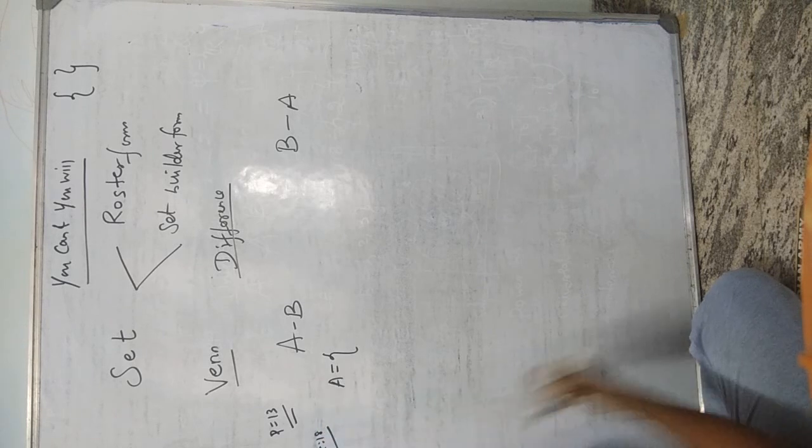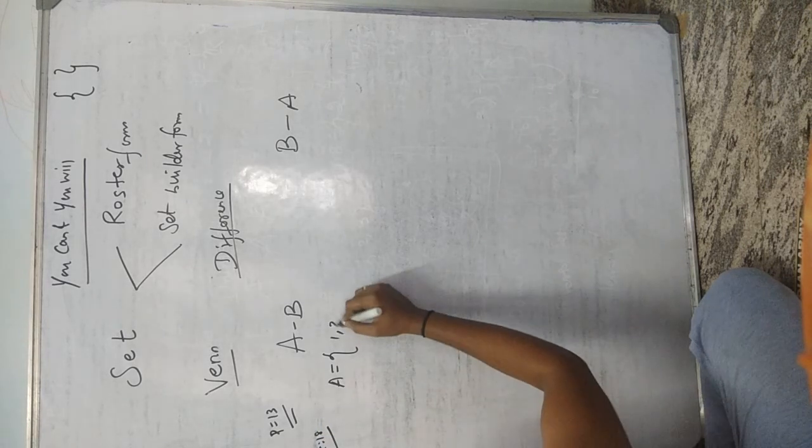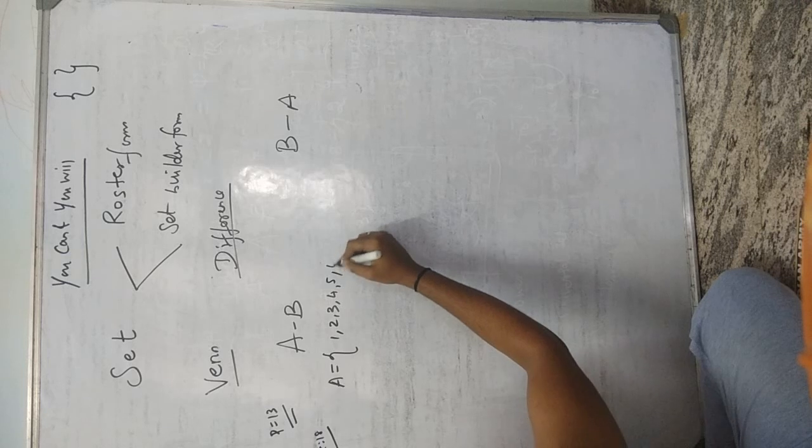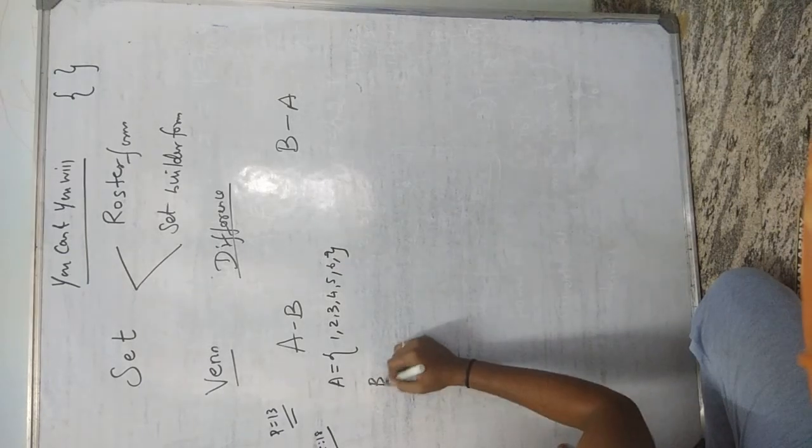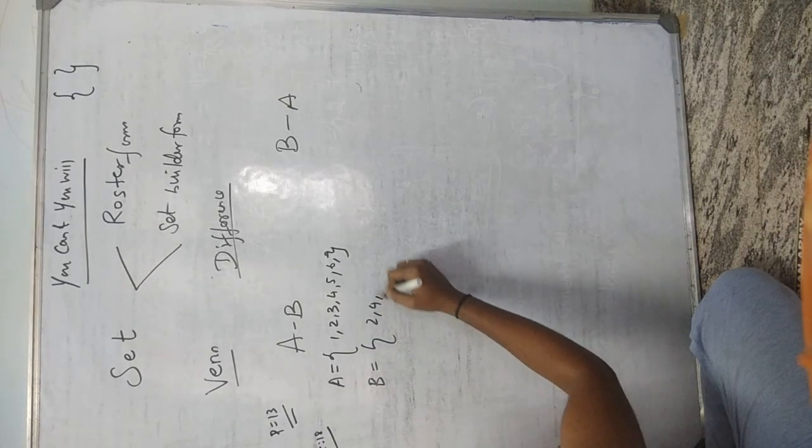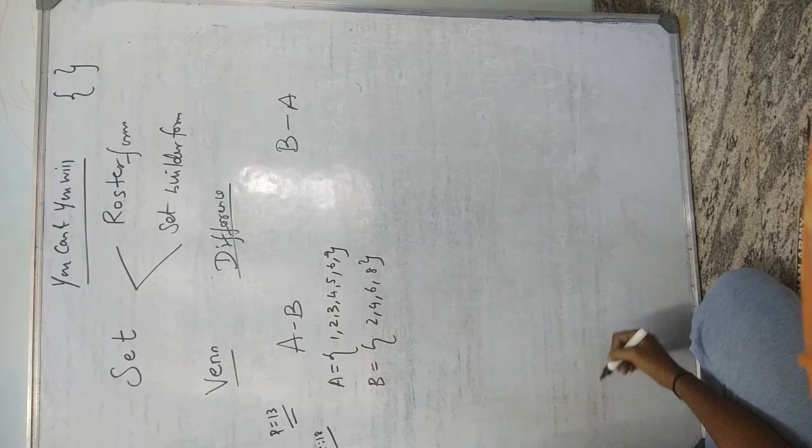Example number 18. Set A is 1, 2, 3, 4, 5, 6. And set B is given as 2, 4, 6, 8. What is A minus B?